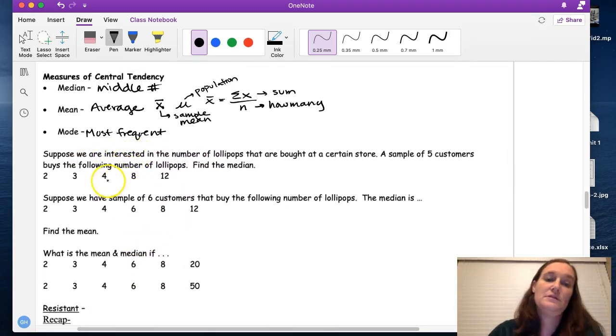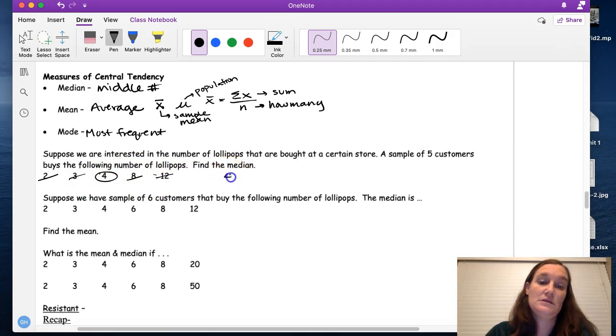All right, so we've got a couple of little examples here to work through. Suppose we are interested in the number of lollipops that are bought at a certain store. A sample of 5 customers buys the following number of lollipops. Find the median. If you're finding it by hand, you could type these into the calculator, but why? That's such a small data set. You have to count to the middle, and your data has to be in numerical order. So if these were all mixed up, you'd have to put them in numerical order first. So we just count to the middle. That's why I said on a stem and leaf plot, it's always good to have them in numerical order because it helps you find the median easier. So the median is 4.